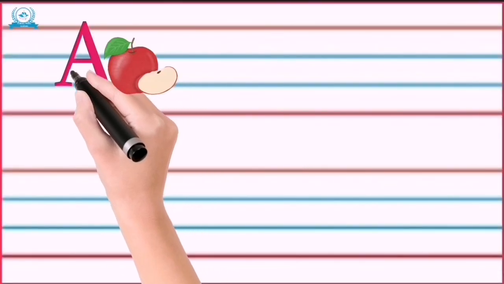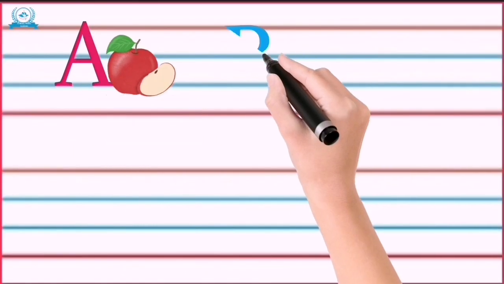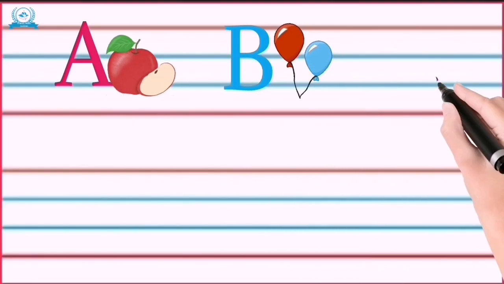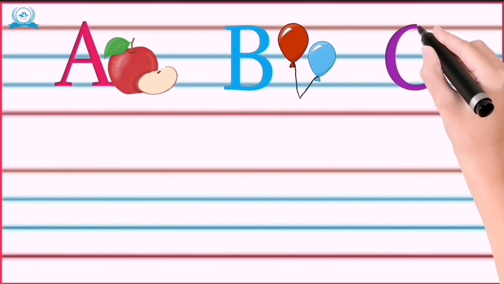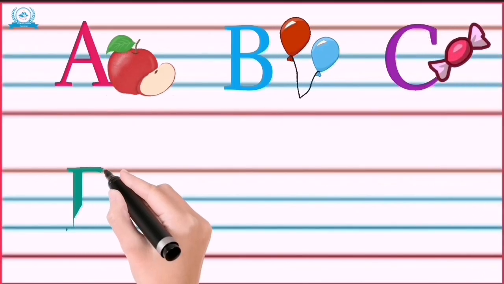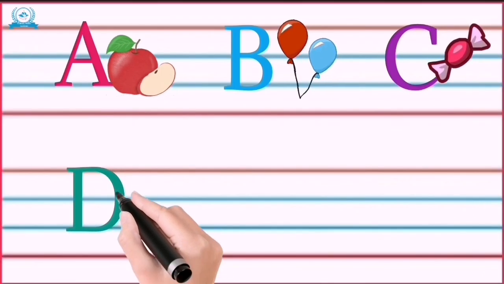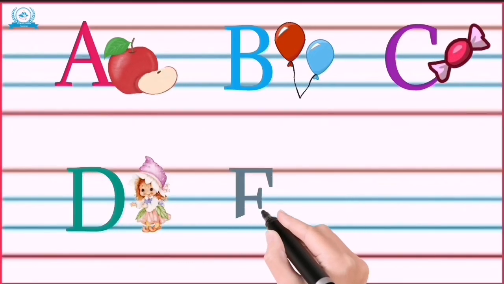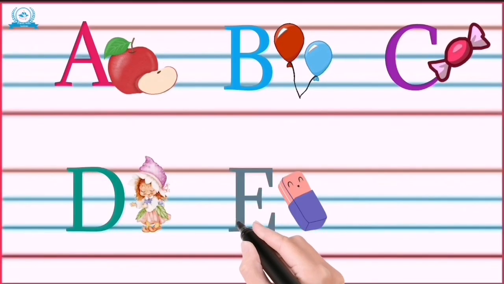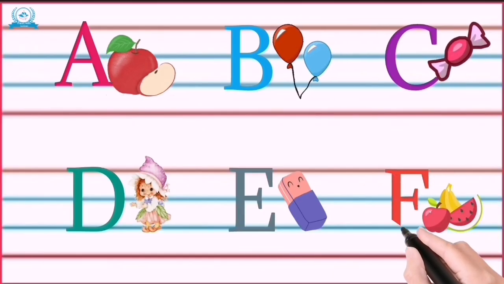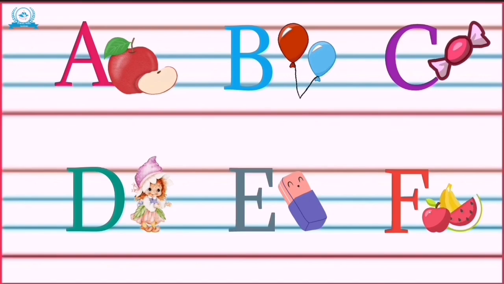A for apple. B for balloons. C for candy. D for doll. E for razor. F for fruits.